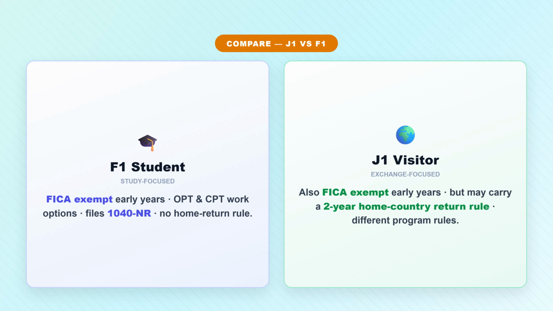Let us compare J-1 and F-1 side by side. F-1 is study-focused. It gives FICA exemption in the early years, offers OPT and CPT work options, files Form 1040-NR, and has no home return requirement. J-1 is exchange-focused. It is also FICA exempt in the early years, but it may carry a 2-year home country return rule, meaning you might have to return home for 2 years before certain U.S. visas. Always check your specific J-1 program rules.